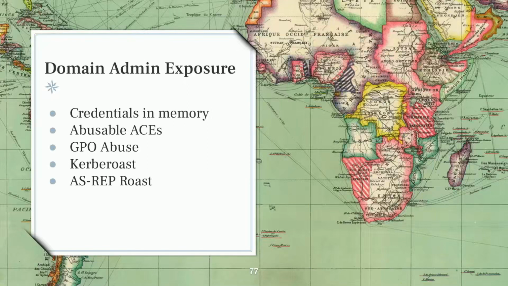So how can we do this for domain admins? Well, let's look at how domain admins are exposed. There are several different ways that we can understand a domain admin exposure or exposure for the group itself. So we have credentials in memory, we have abusable ACEs, we have GPO abuse, Kerberoast, AS-REP roasting. There's 1,000 ways to skin that cat. Let's focus on GPO abuse first.